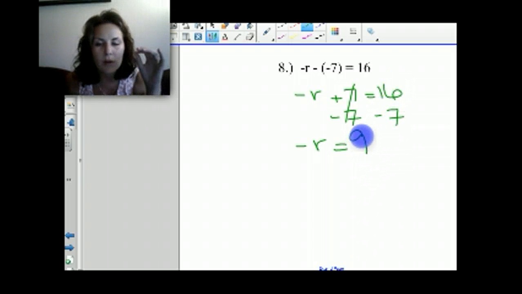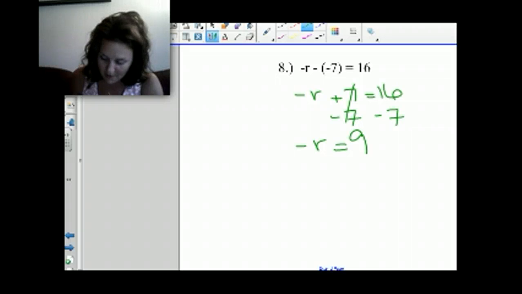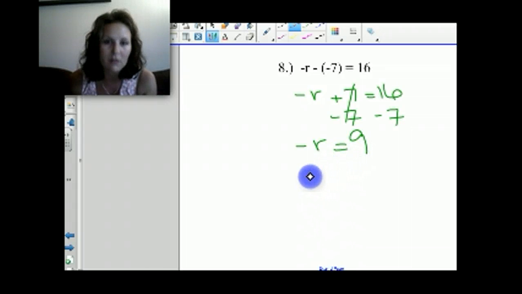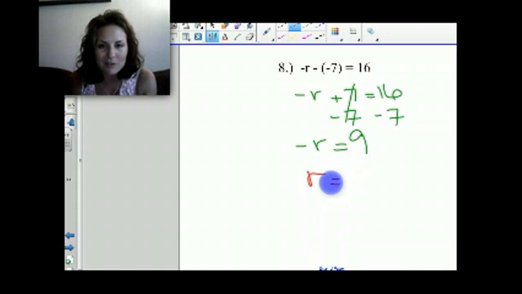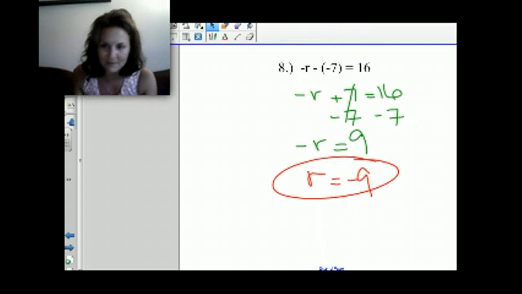Now, in the next couple days, we're going to learn how to mathematically solve this next step. But for right now, we just want to think. If the opposite of r is 9, then what does r equal? Well, r equals negative 9. Hooray!